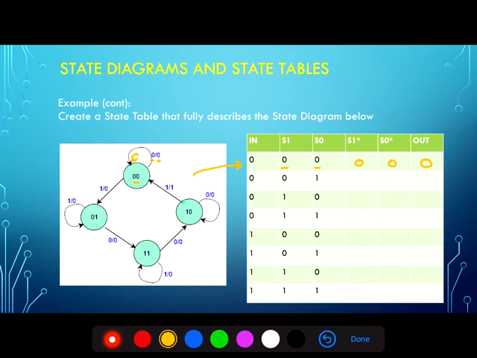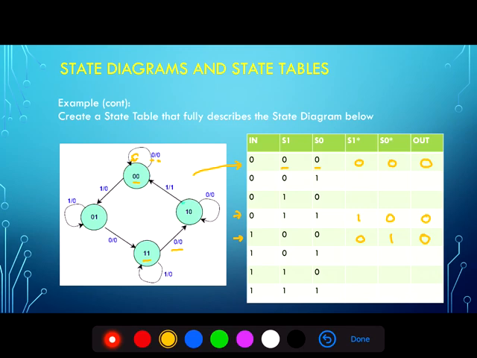If we're in state 0 0, however, and we have an input of 1, in that situation, then we'll go to state 0 1 and do that with an output of 0. Now if we go to state 1 1 and have an input of 0, which is here, 1 1 with an input of 0, then we'll go to state 1 0 with an output of 0.